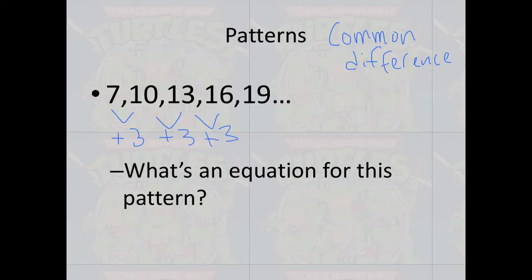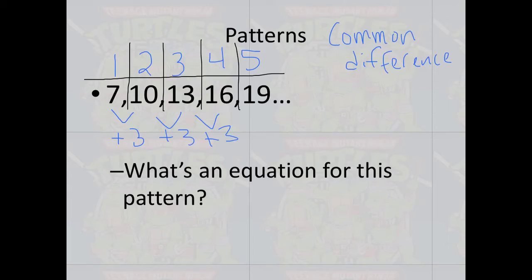You might be wondering how that helps us. Well, let's come back here and label each term. So this is the first term, the second term, third term, fourth term, fifth term, and so forth. What we're doing is we're setting up a chart. Again, we're showing how patterns can relate to charts, in which this is the x value and this is the y value.